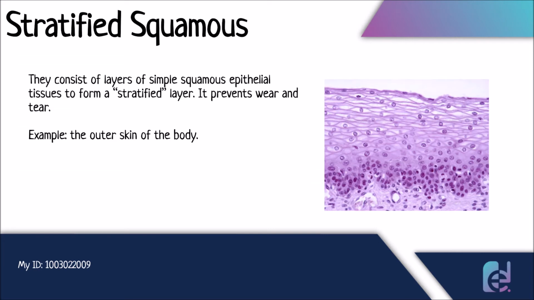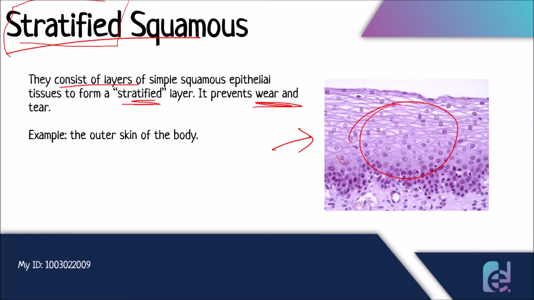Next up we have stratified squamous, and you can think by its name only. Stratified means condensed together. In this picture we have lots of squamous epithelial cells, but they're all squished together. They consist of layers of simple squamous epithelial tissue to form a stratified layer, and this helps in prevention of wear and tear. The perfect example for stratified squamous epithelium would be the outer skin of our body.